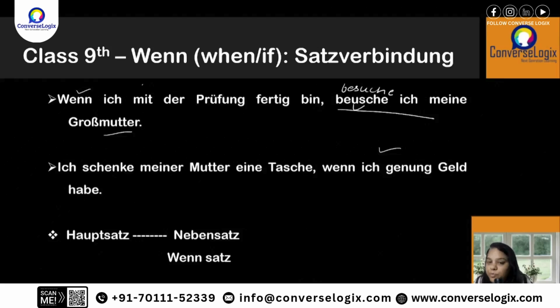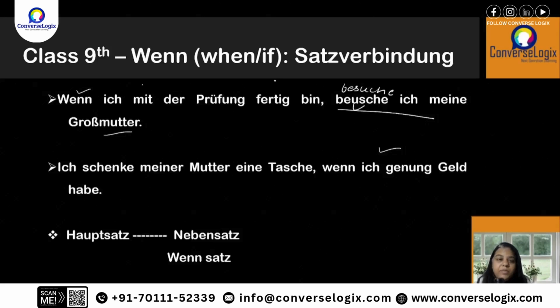Wenn ich mit der Prüfung fertig bin, ये एक Nebensatz है. That means it has to be connected to the main sentence, right? It's a supporting sentence. Okay? So that's why we have Hauptsatz के साथ हम wenn नहीं लगाते हैं. Wenn हमारा लगता है Nebensatz के साथ. One thing. Context आपको समझ में आ गया. It's when or if. Right?